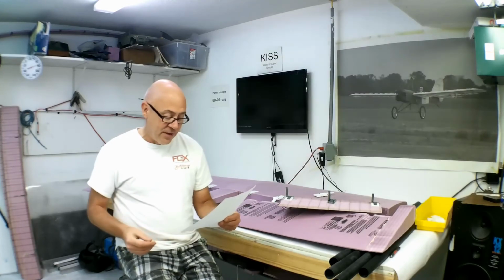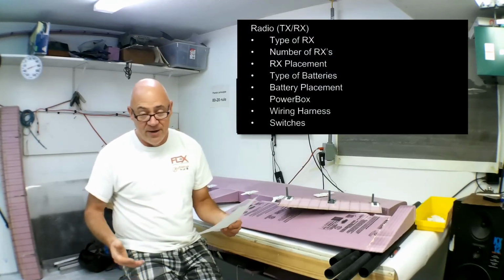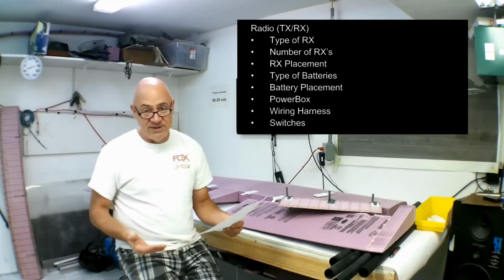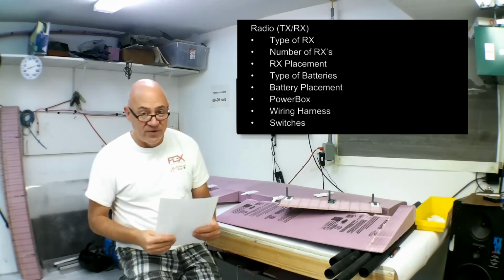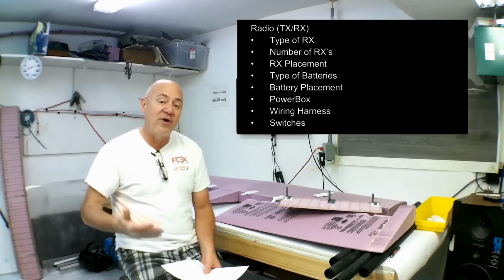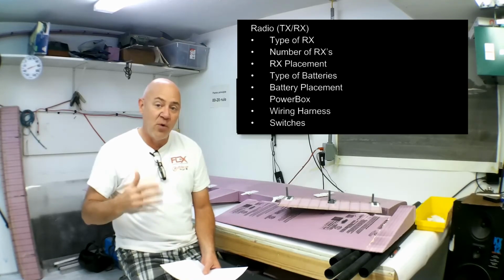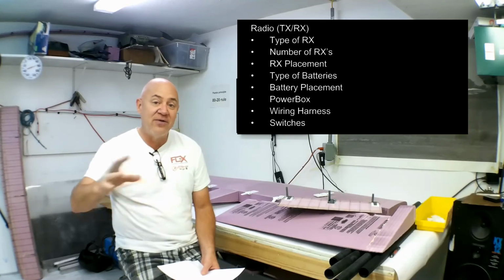Okay. Then lastly, we talk about the radio. Type of receivers you're going to use. Do you have telemetry or not? Then you say, how many receivers do I need? Here's a rule of thumb. This big transport's going to have over 36 servos in it. I made up my mind several years ago, the moment I have more than 18 servos, I'll use another receiver, because I want to share that load.